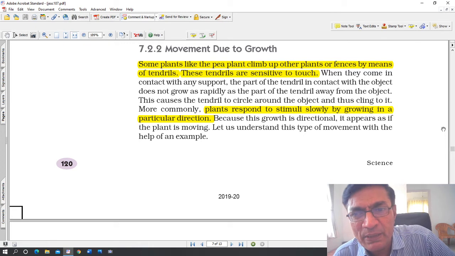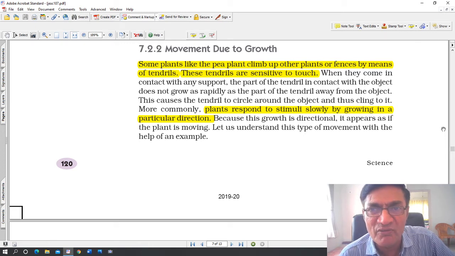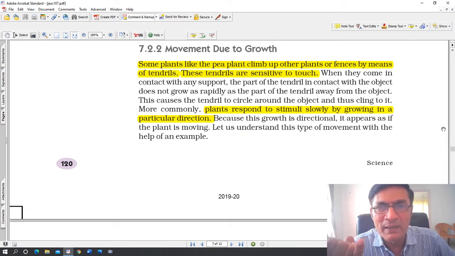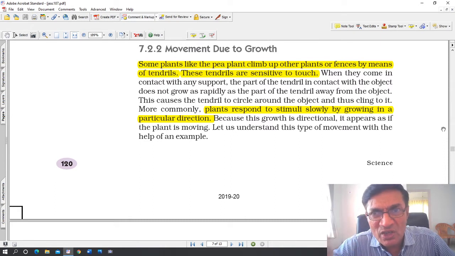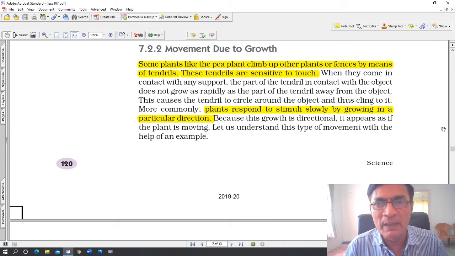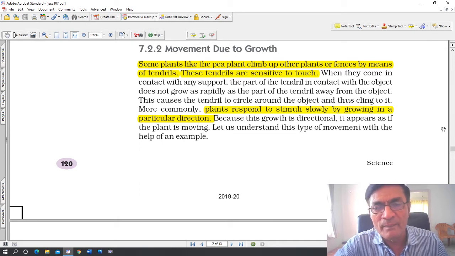Some plants, like the pea plant, climb up other plants or fences by means of tendrils. Tendrils are small branches, very thin, thicker than your hair, but thinner than my little finger. Those tendrils, for example, the money plant. Money plant is not a huge plant. It is a creeper. It creeps along the ground, and then if it finds some support like a wire or a pole, it will go around it like that.